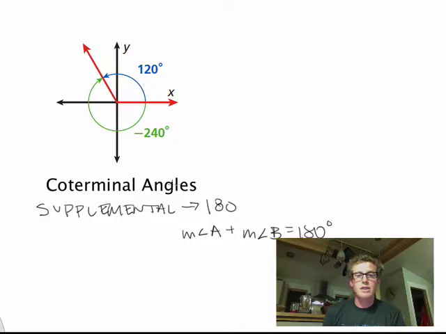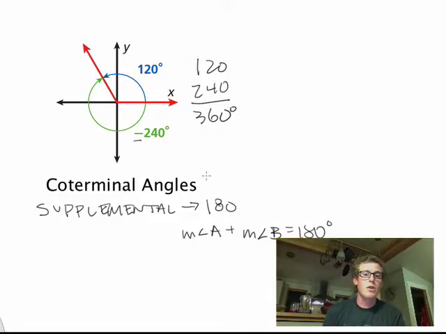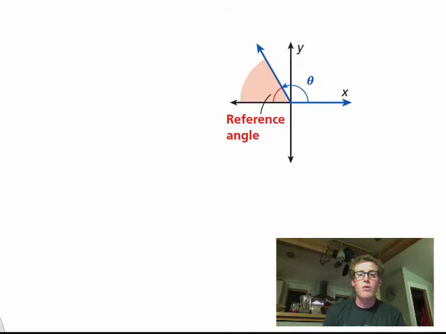Coterminal angles are exactly the same, only looking at it from a slightly different direction. Either way, the sum of the two angles is going to have to equal 360. So I could take 120, and even though there is a negative sign right here, because that's just telling me to rotate around in the other direction, I'm going to do 240 here, and if I add things up, I should get 360 degrees, and I do. Great.